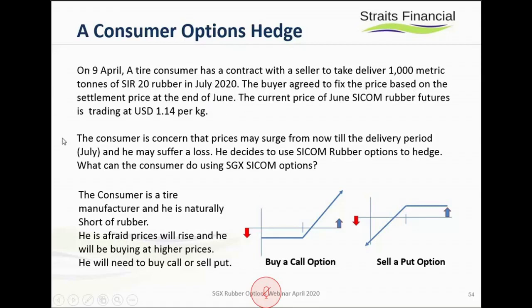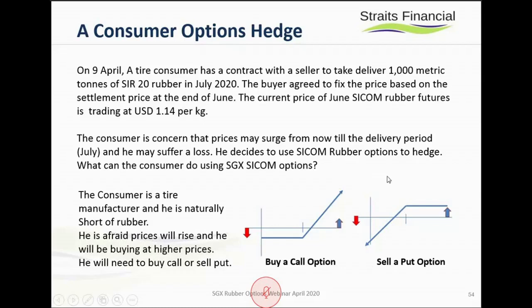So in other words, if you are a tire manufacturer, you find that the current price is quite attractive, at 114, and you are afraid that from now until the settlement price at the end of June, the price goes up, and you will be buying at a higher price. So the consumer is actually short of rubber. He needs to buy. He's afraid prices will rise and he will be buying at a higher price. So he can hedge by buying a call option, or he can sell a put option.